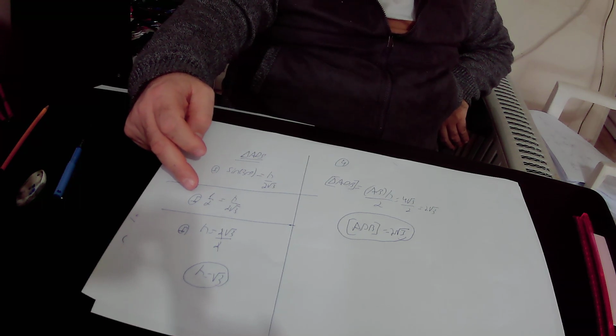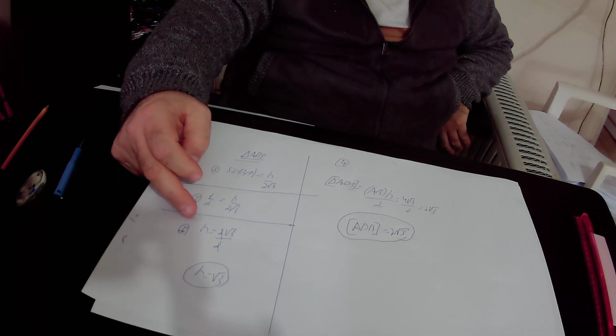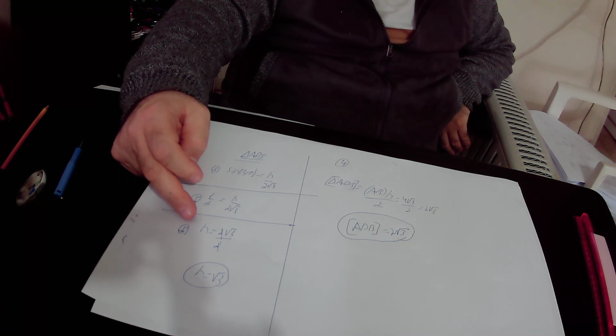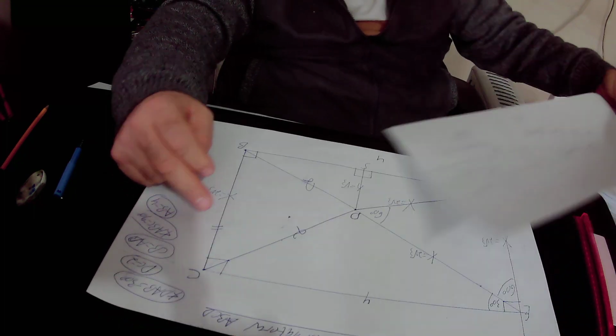We multiplied this equation by 2 times square root of 3 and we got that edge equals 2 times square root of 3 over 2. 2 over 2 is 1, so we got that edge equals square root of 3 units. Edge equals square root of 3 units.